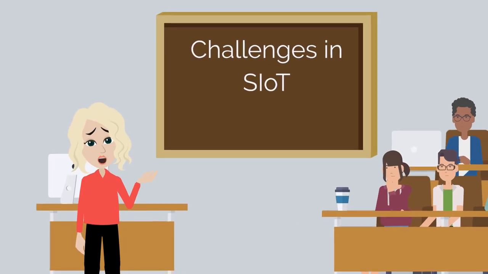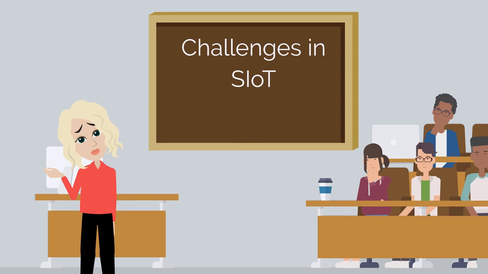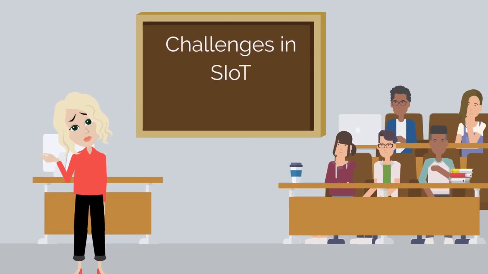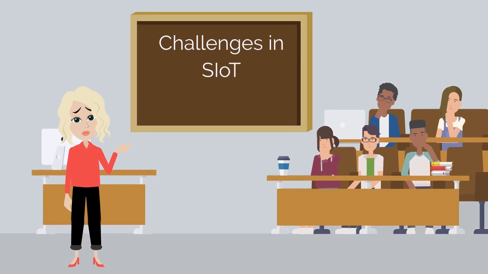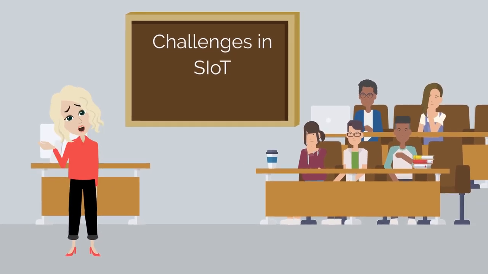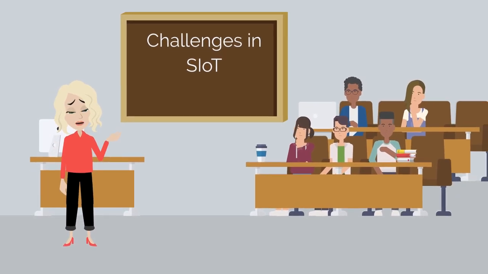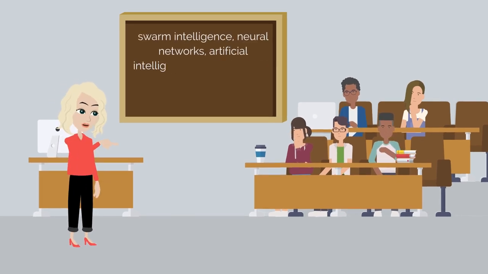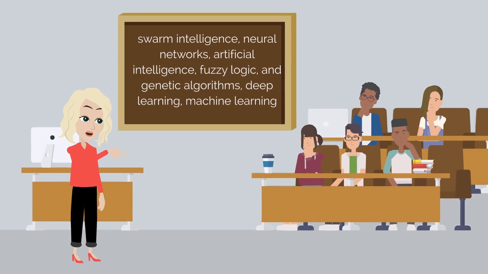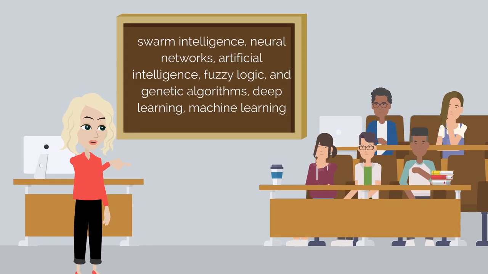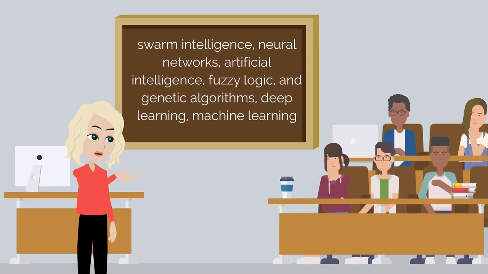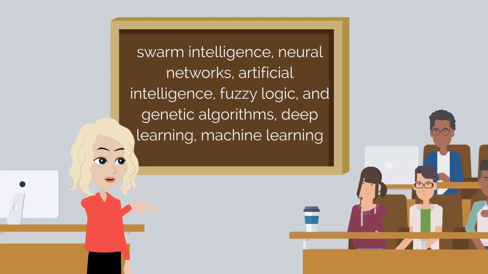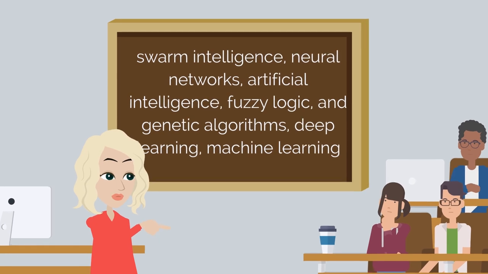Though social IoT is in its infancy, its constituents are now well matured, with various efforts presenting solutions. Conventional and non-conventional solutions are seen in the literature in support of offering the best out of those technologies. Apart from their enhancements, intelligent techniques, such as swarm intelligence, neural networks, artificial intelligence, fuzzy logic, genetic algorithms, deep learning, and machine learning, can also be incorporated in designing smart solutions.